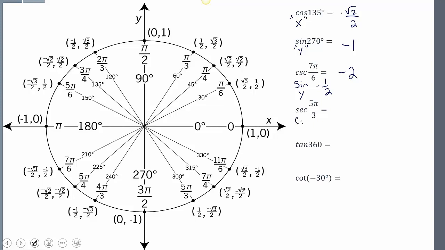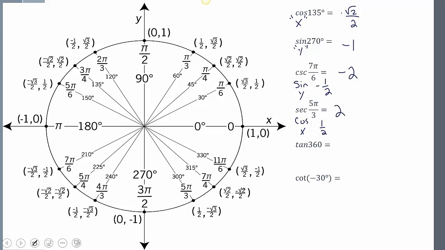Let's try that again, but let's look at secant. I know that secant relates to cosine, which relates to x. So at 5 pi over 3, which is right here, my x value is 1/2, that's my cosine, so I'll put a little reference note there. But the secant is the reciprocal, so I need to flip it.